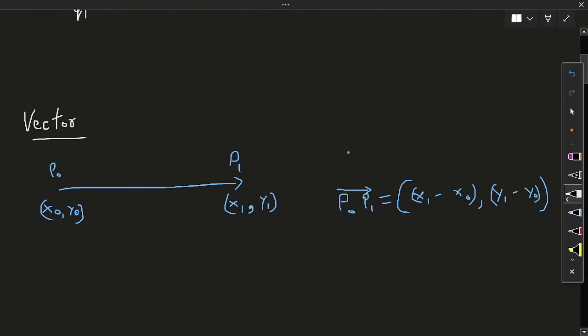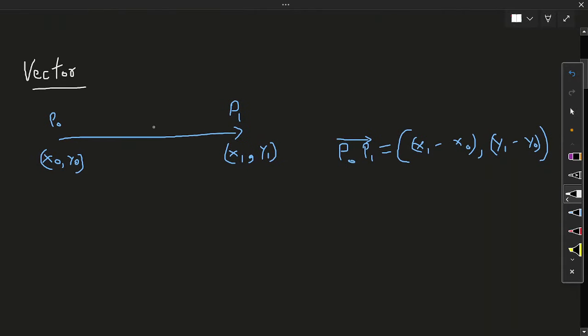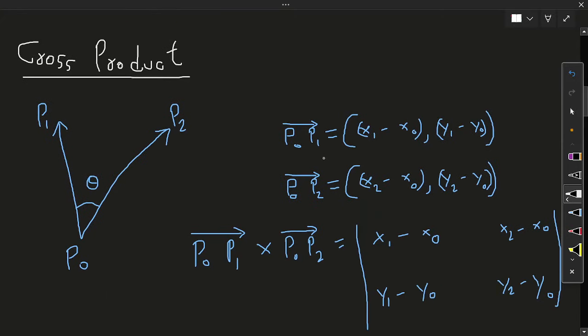First thing is the vector. We have a line P0Q0 with coordinates x0, y0, x1, y1. So this vector P0P1 has coordinates x1 minus x0 and y1 minus y0. So this is a vector. And another thing, the cross product.